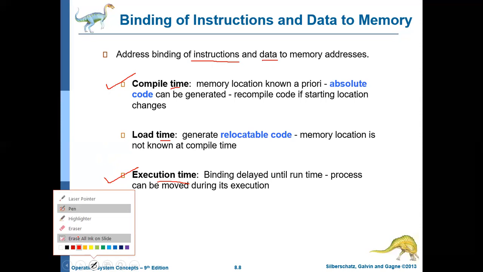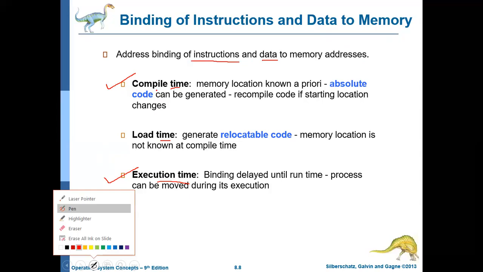Now let us see what these three types of binding are. First is compile time binding. What is compile time binding? If the memory location to which the program is going to get loaded is known already, that is, if it is known during the compile time itself, then during the compile time itself, absolute code or absolute address can be generated, and such binding is called compile time binding.